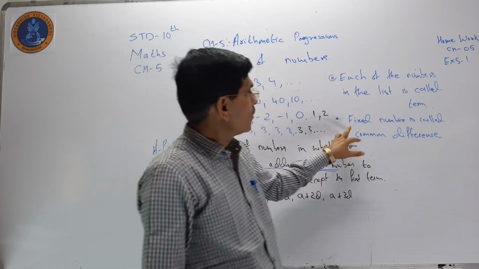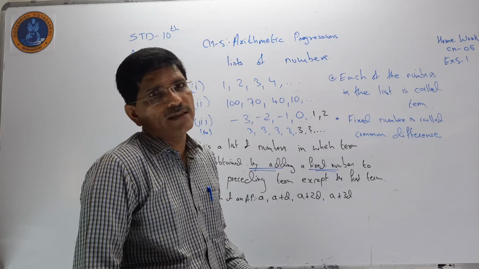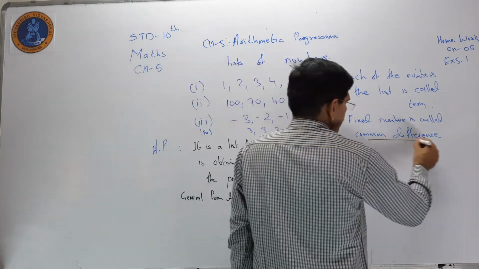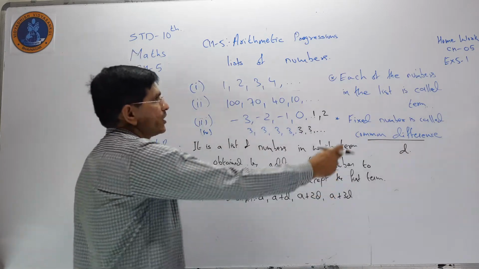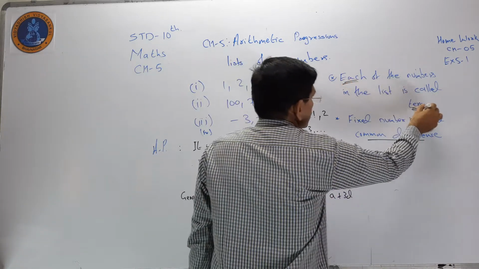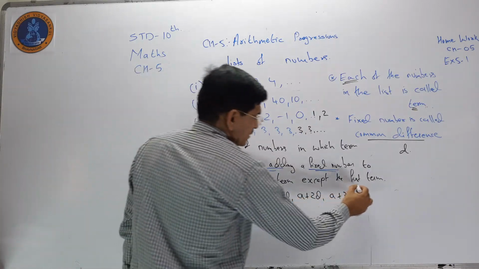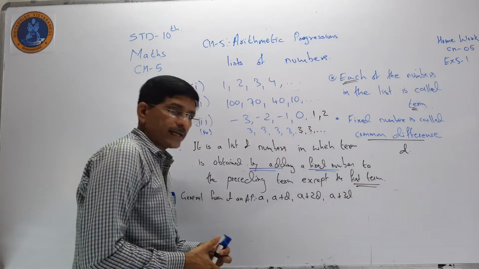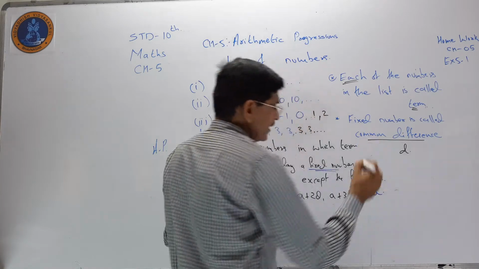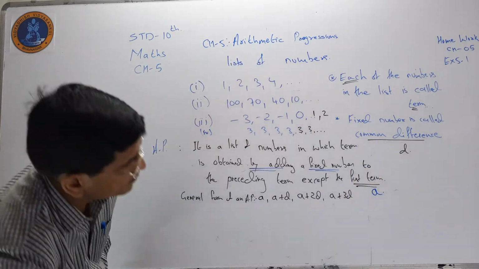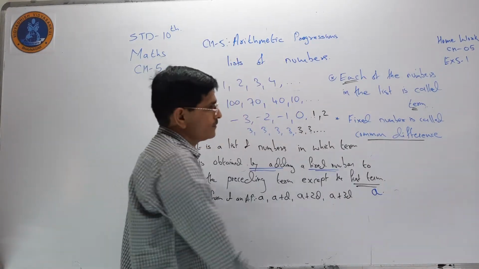Now the fixed number is called the common difference. Symbolically we say it is D. And the first term we say is A. First term is A and common difference is D.